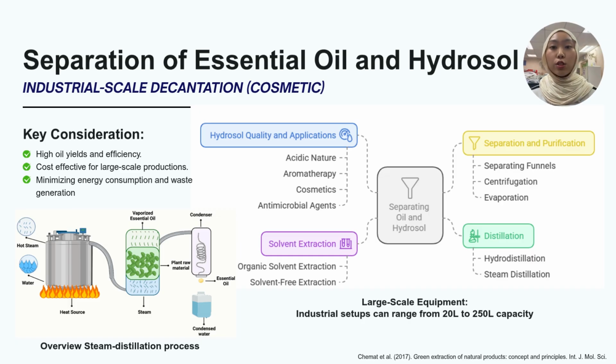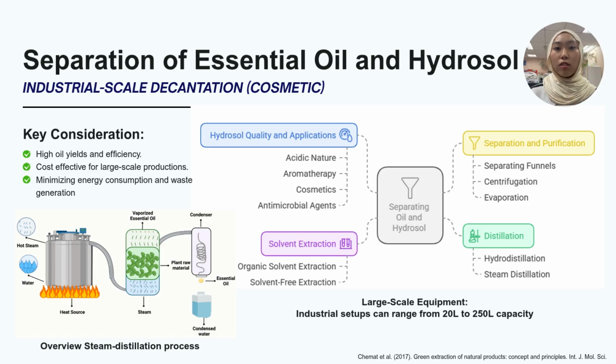Alright, next slide. So if you are in industry, for separating oil and hydrosol there are several methods that we can use to separate these liquids. We have separating funnels, steam distillation with extraction, and lastly the applications. For industry, the main properties to consider are high oil yields and efficiency. The second one is being cost effective in large scale production, and last, to minimize energy consumption and waste generation.